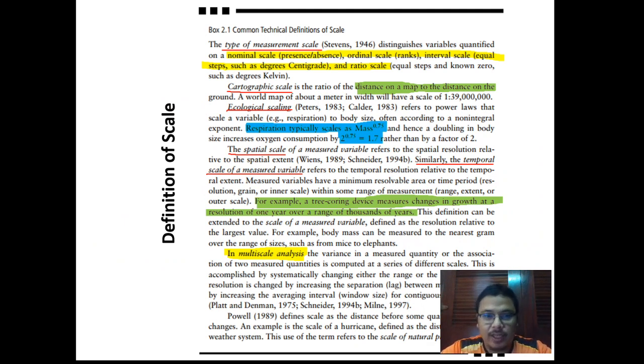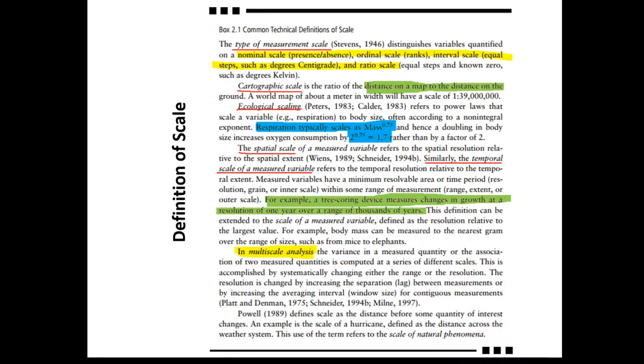But in a scientific context, there are a number of scales that have specific functions, including the cartographic scale, which is used a lot for maps. We have ecological scaling to look at the environmental understanding of it, and we have spatial and also temporal scales. Spatial usually refers to space, and temporal is about time.